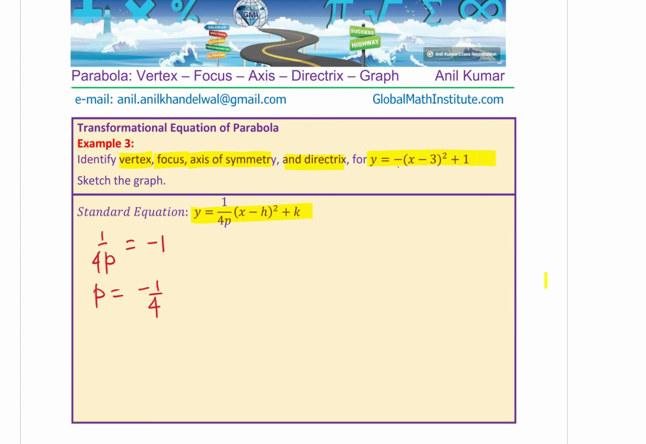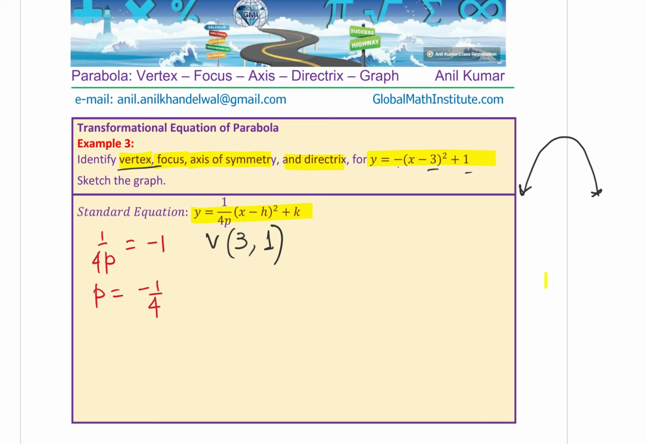Let's begin with the vertex first. Vertex is given by the translation from origin to the point. So we have the vertex V as (3, 1), correct? So that becomes the vertex. The parabola, since it is y equals minus, opens downwards. So this parabola opens downwards.